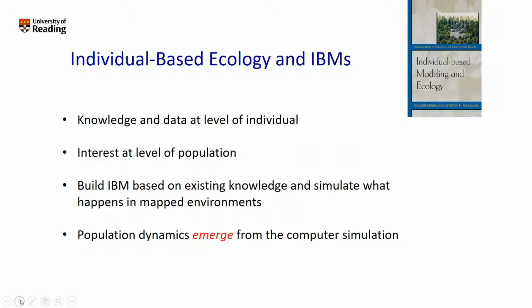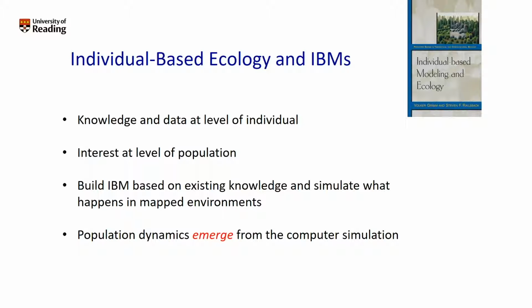individual-based modeling comes out of individual-based ecology, and that's been scientifically justified by work by Volker Grimm and Steve Railsback, who wrote this excellent book, Individual-Based Modeling and Ecology. And the premise is that we generally have knowledge and data at the level of the individual. That may come from behavioral ecology, a very well-developed science, but it's about individuals. Or it may come from physiological ecology, and that also works at the level of the individual.